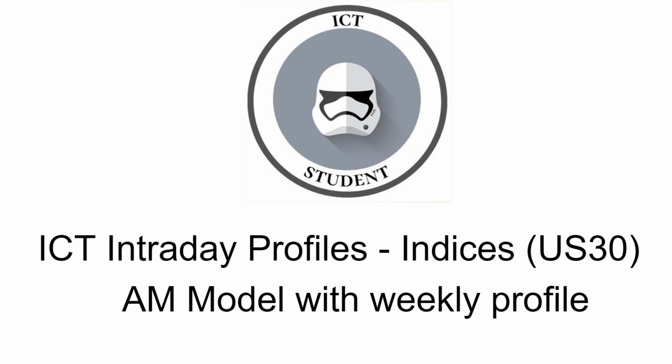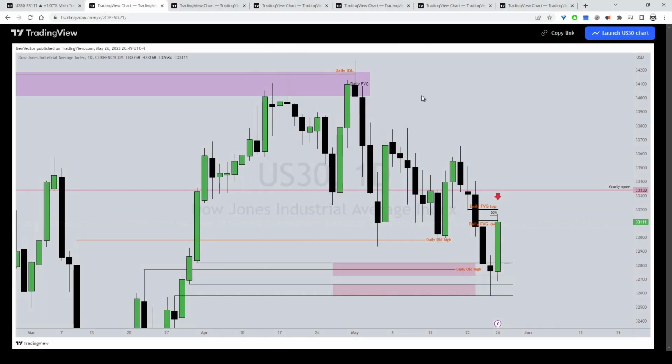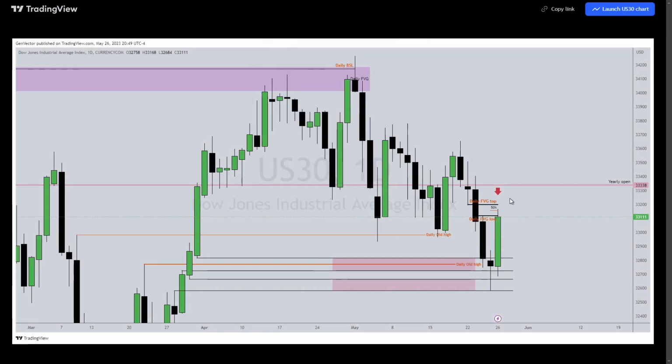Trader. All right, let's jump into this one. So we're looking at this day, Friday, as we get into the AM model creation.